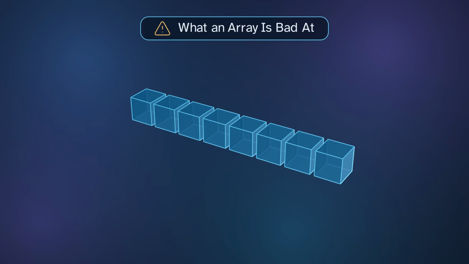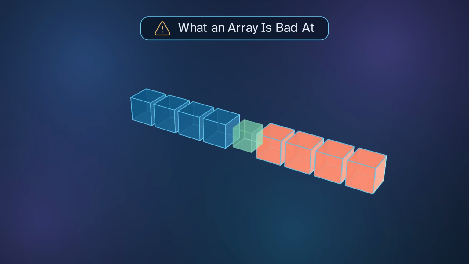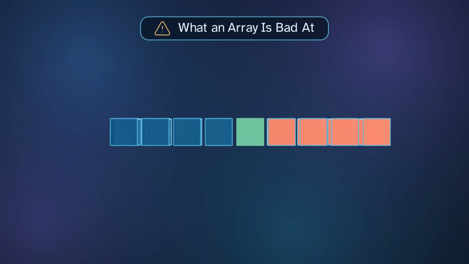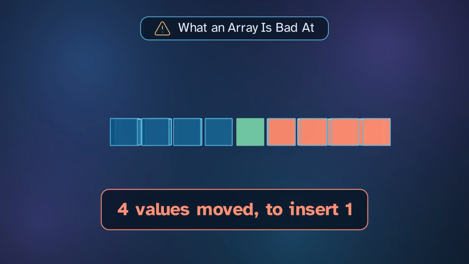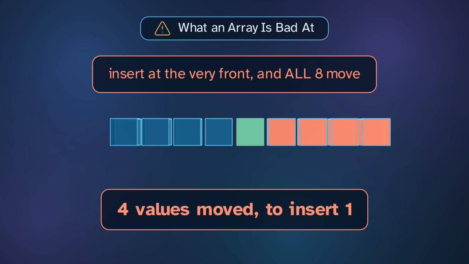Suppose we have 8 values and we want to insert a new one in the middle. There is no gap to put it in. The values are packed shoulder to shoulder, and that is the whole point. So to make room, every value after that position has to shuffle along by 1. In our example, that is 4 values moved to insert 1. And if we insert at the very front, every single value has to move. So the cost of inserting grows with the size of the array.